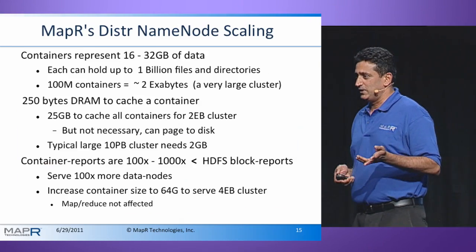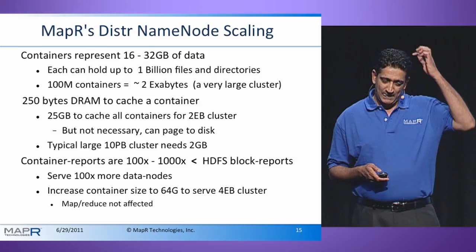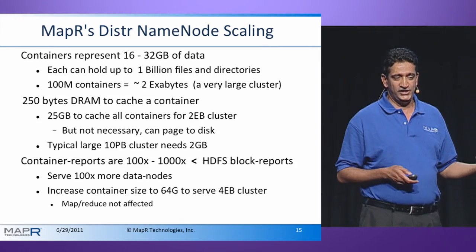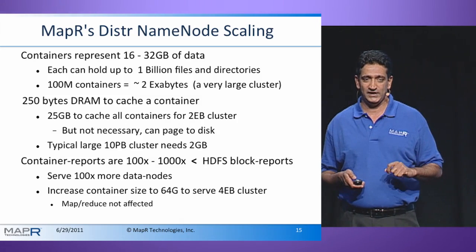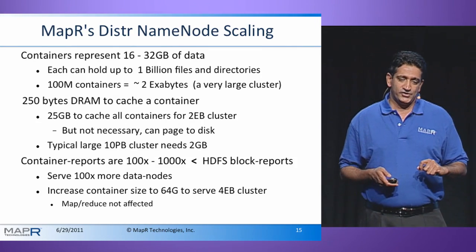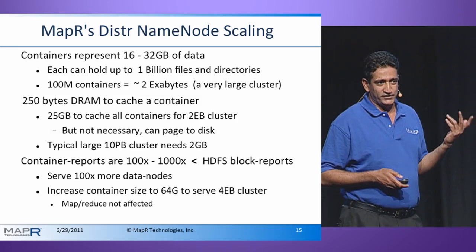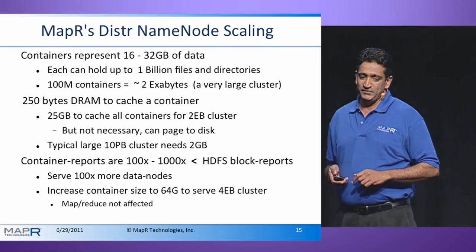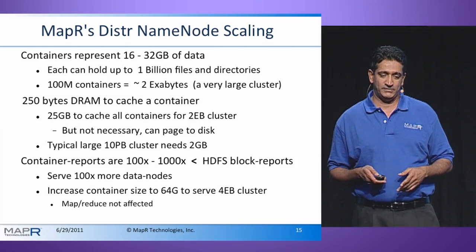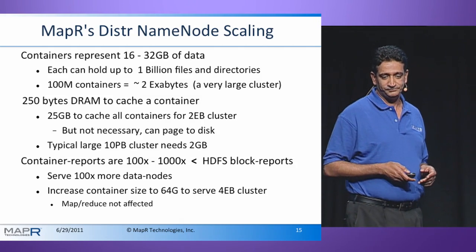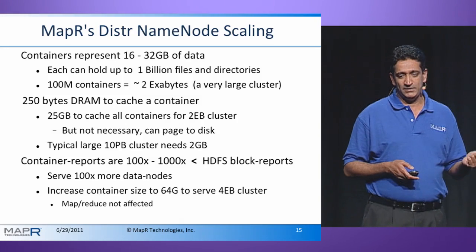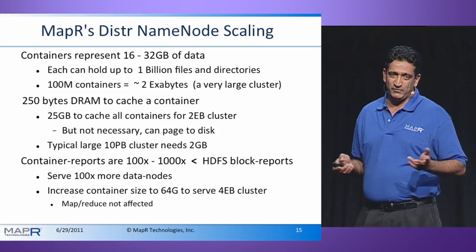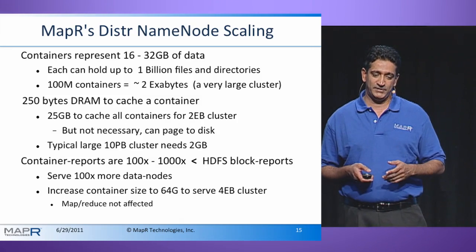So why does this scale really well, doing something very simple like that? Each container represents about 16 to 32 gig of data, and each can hold up to 1 billion files and directories. So on a 1,000-node cluster, I can do 1 trillion files without a problem, firstly. Secondly, all I need is 100 million containers to represent about 2 exabytes, which is a very, very large cluster. In the name node map, I need about 250 bytes of DRAM to hold a container. So we need about 25 gig to represent the 2 exabyte cluster.